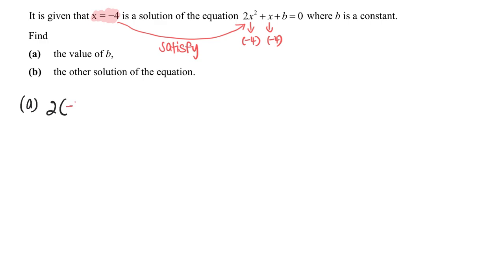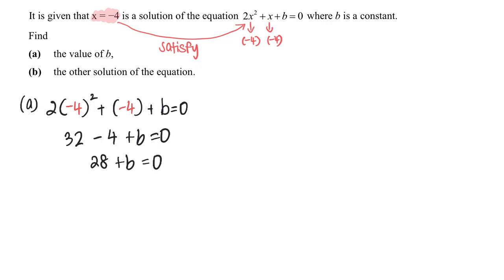And you will then have this. And you realize that we are only left with b. So this will be 32 minus 4 plus b equals 0, 28 plus b equals 0. So b will be equal to -28. And now that we have b as the answer, we will be able to solve this particular question.